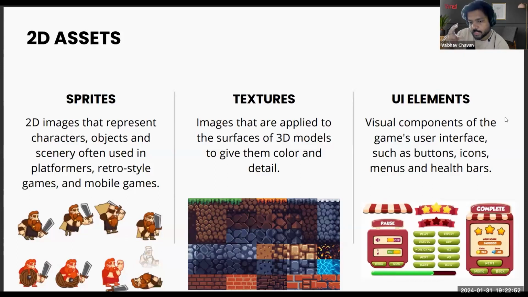In this example, there's a pause screen, there's an on and off button, a home button, a back button, different buttons, and then there's a complete screen also. So these are all UI elements. In bigger games, like Street Fighter, you have those meters on top of both the characters, and when you hit someone, the health meter decreases, which is basically UI, but eventually it gives you an understanding of what is happening in the game.